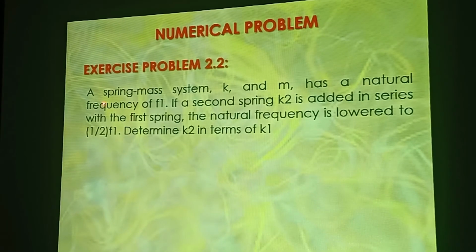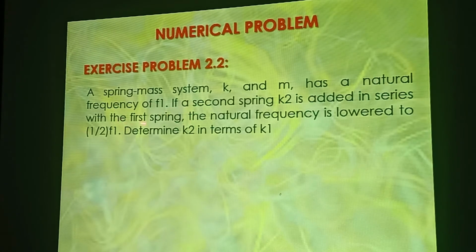This is another numerical problem. A spring mass system having stiffness K and mass M has a natural frequency of F1. If a second spring K2 is added in series with the first spring, then the natural frequency is lowered to half of the initial frequency F1. Determine the value of K2 in terms of K1.